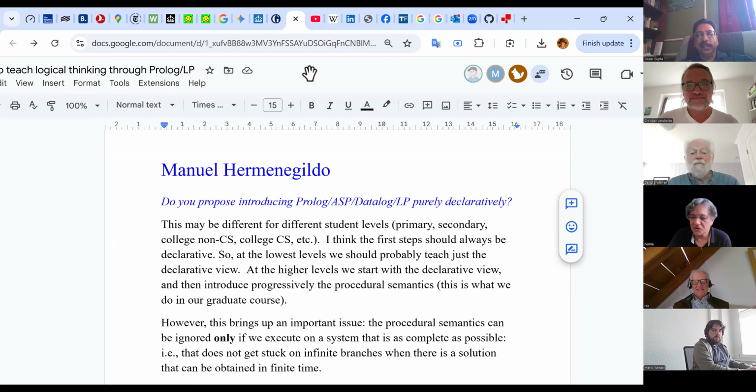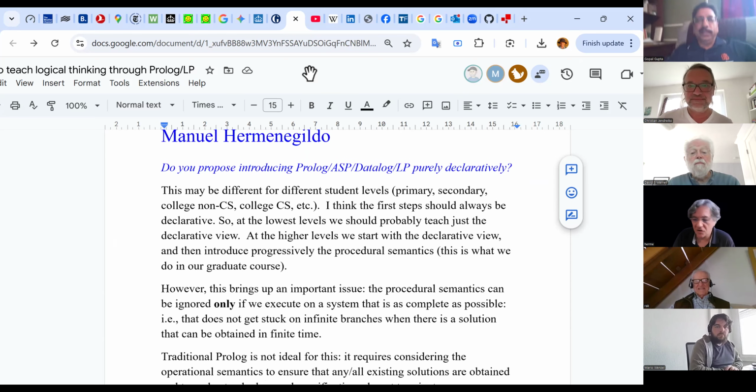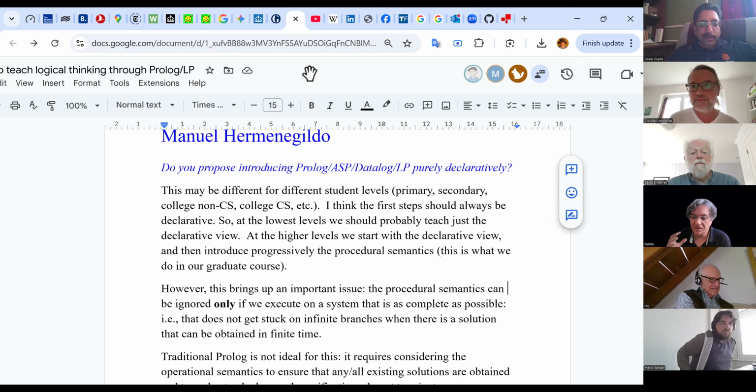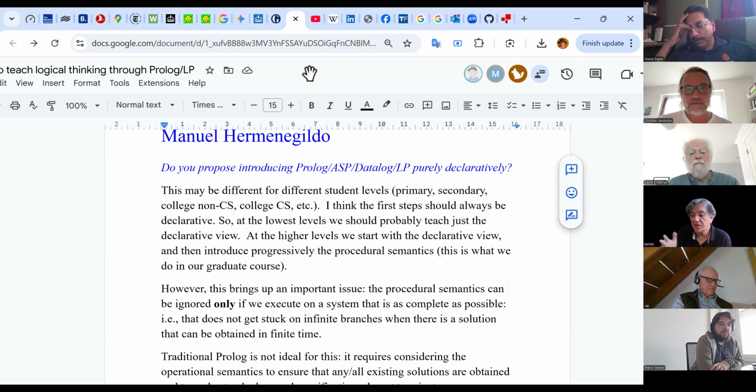All right, so the first question is about whether we start, we present only declaratively. I think that this is different for different levels: primary, secondary school, college, non-CS, college CS, etc. But at all levels, in my opinion, the first step should always be declarative. So the dream of declarativeness and so on should be taught first. At the lowest levels, because we probably don't advance too much, maybe we just teach the declarative view. This is how I see it.